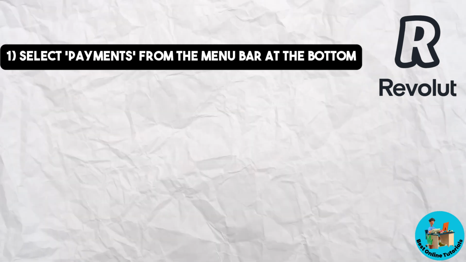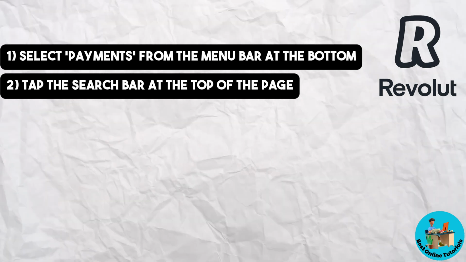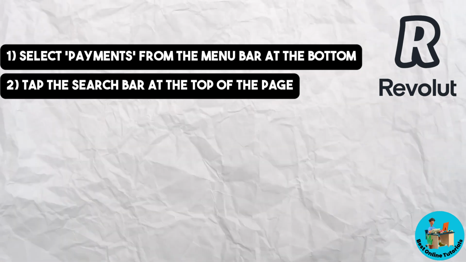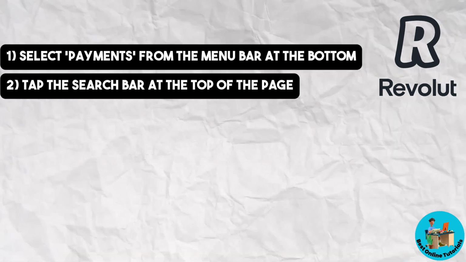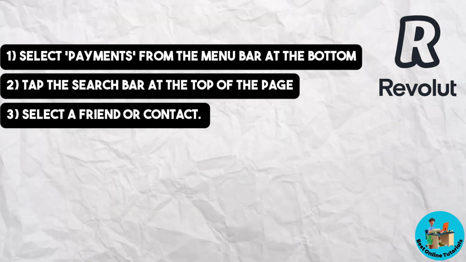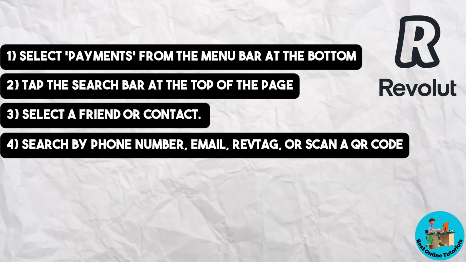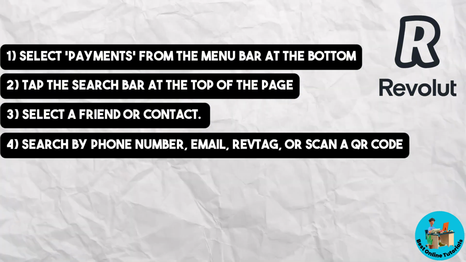And after that, once you have done that, just simply go ahead and tap on the search bar at the top of the page, or you can just simply select a friend or a contact. And now you can search them by phone number, email, ref tag, or scan a QR code.